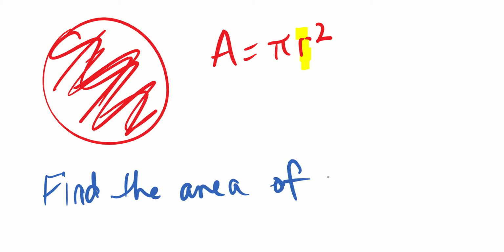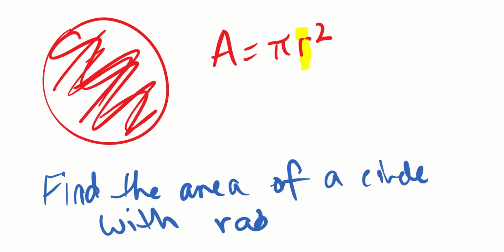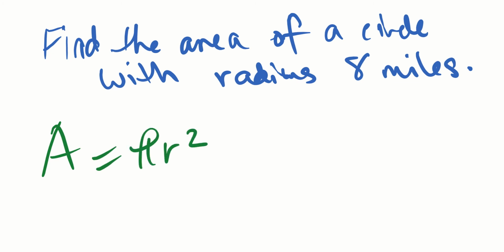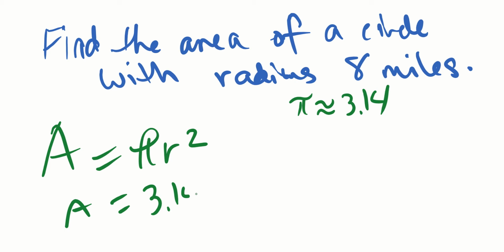If we're given, well, let's phrase it this way. Find the area of a circle with radius of, and we'll say 8 miles. So one formula, the formula was A equals pi r squared. We'll approximate to 3.14 for pi. So A equals 3.14 times the radius squared.